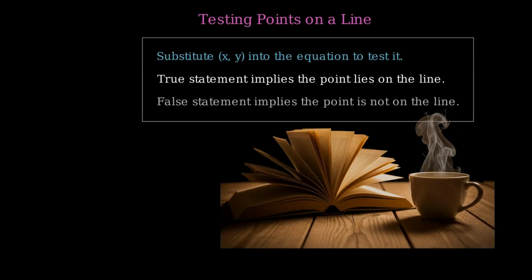To determine if a point lies on the graph of an equation, we substitute the x and y coordinates into the equation. If the substitution results in a true statement, the point lies on the graph. If it results in a false statement, the point does not lie on the graph.